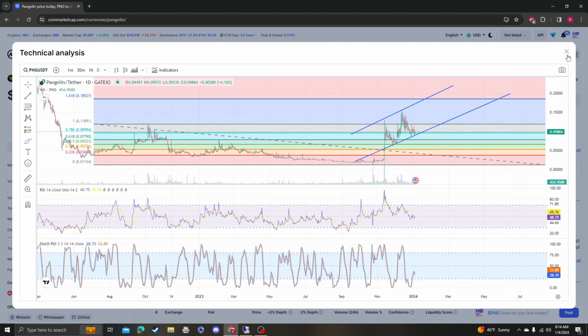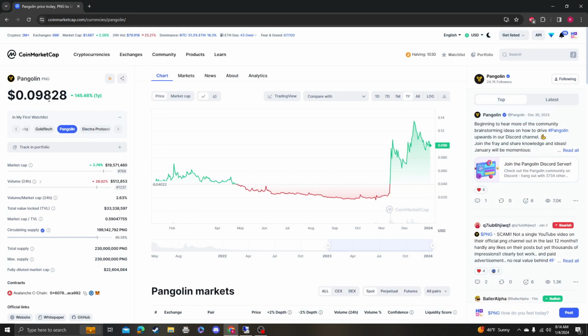95 needs to hold regardless. Like, so 95 needs to hold. Next target is 12 cents.